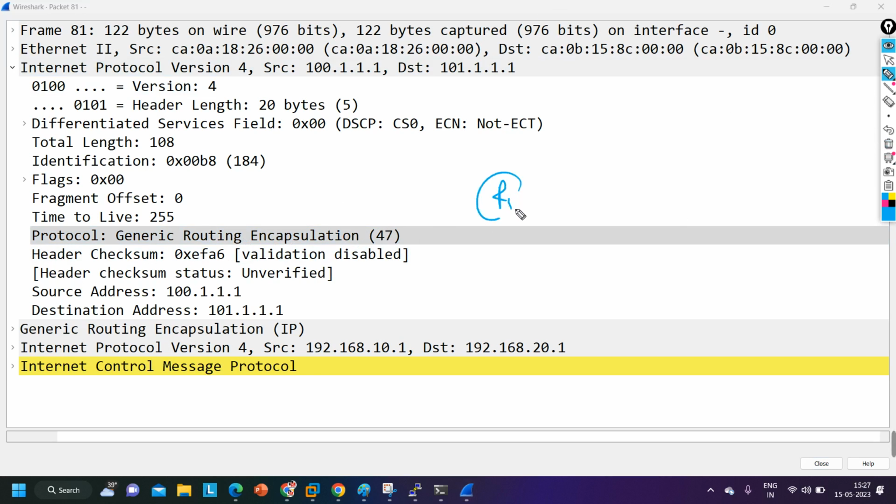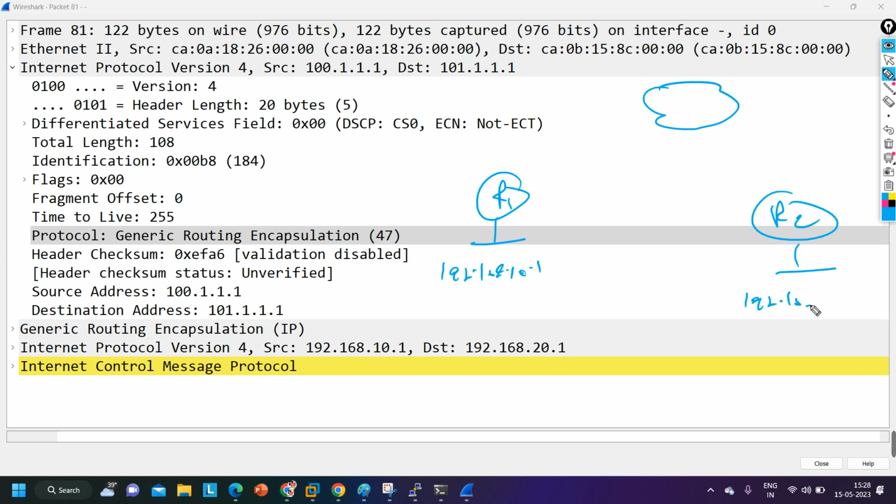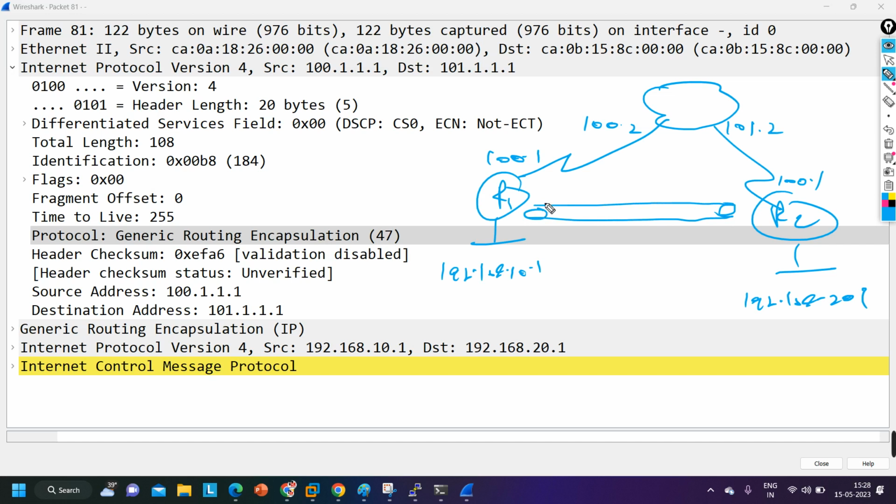Here is my router 1. This is the ISP. This is router 2. Here is a user, 192.168.10.1. Here is another user, 192.168.20.1. Here the IP address is 100.1, here 100.2, here 101.2, and here 101.1. Between router 1 and router 2, I have created one tunnel. On the tunnel interface, the IP address is 1.1.1.1, and the remote tunnel IP address is 1.1.1.2.